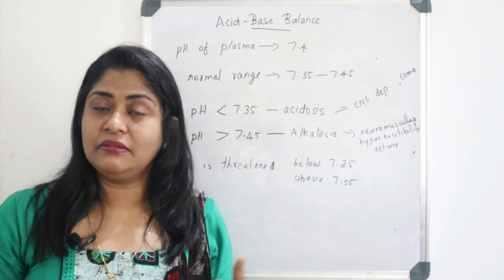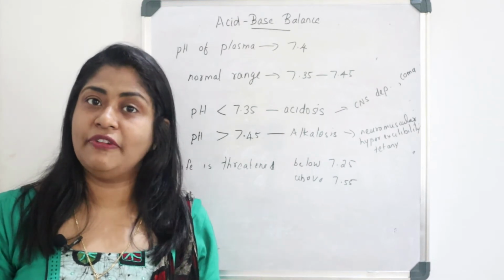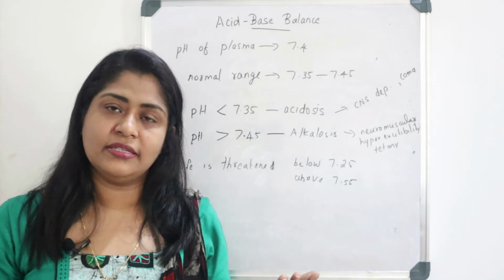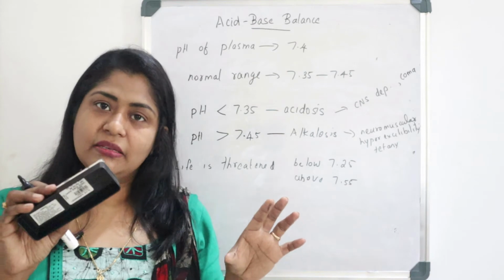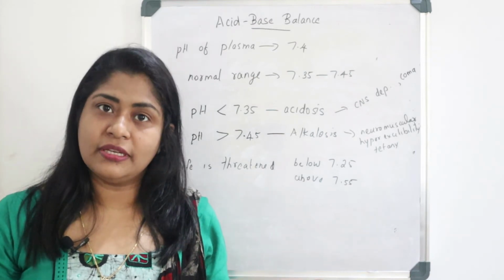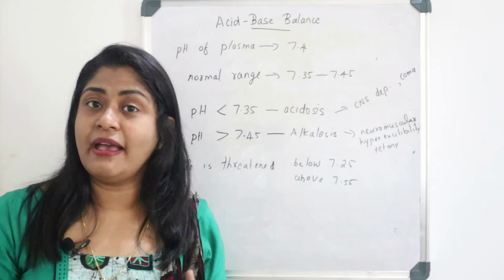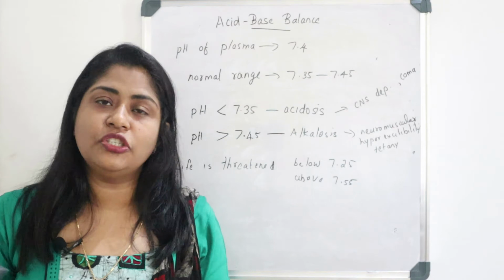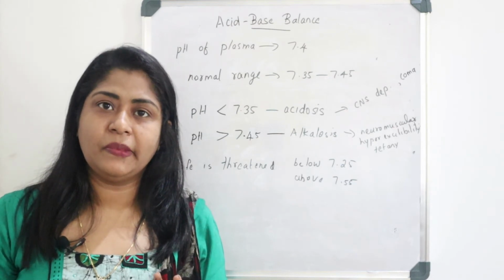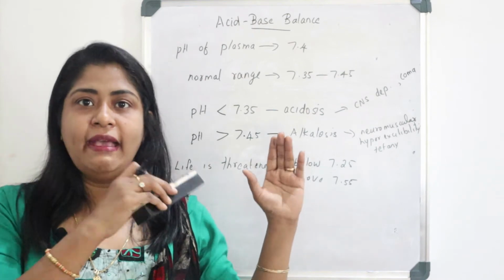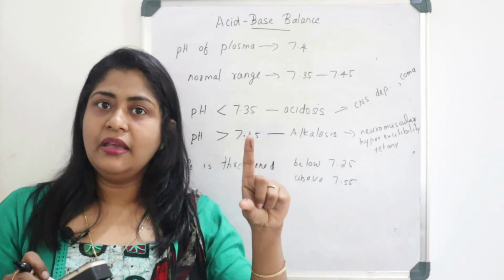Fixed acids, the other non-volatile acids, include, for example, keto acid, pyruvic acid, lactic acid, phosphoric acid, etc. And the volatile acid can be eliminated by the lungs as carbon dioxide. The other fixed acids have to be buffered first, and the H+ formed is eliminated by the kidney.